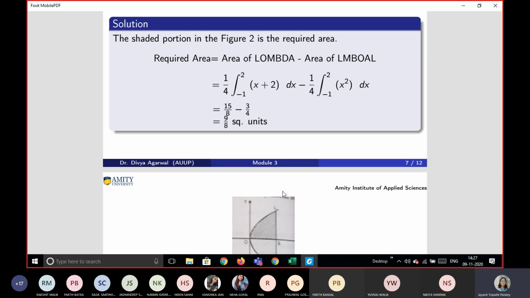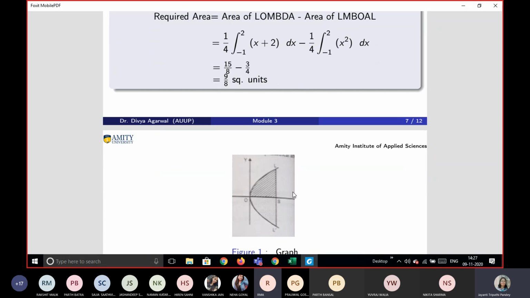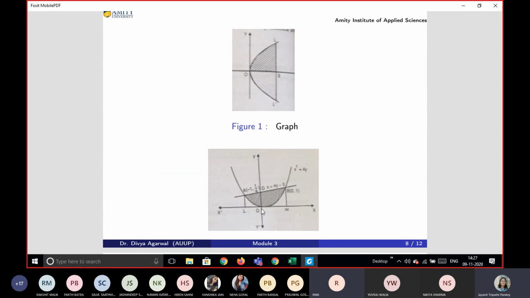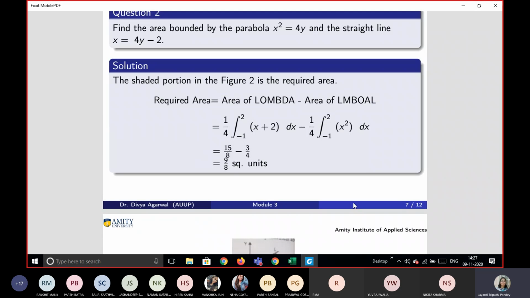Is this okay, class? Ma'am, please repeat how we take A and B there, the limits. This limit? Yes, ma'am. You took the point of intersection of the curve and the line. What is the line?